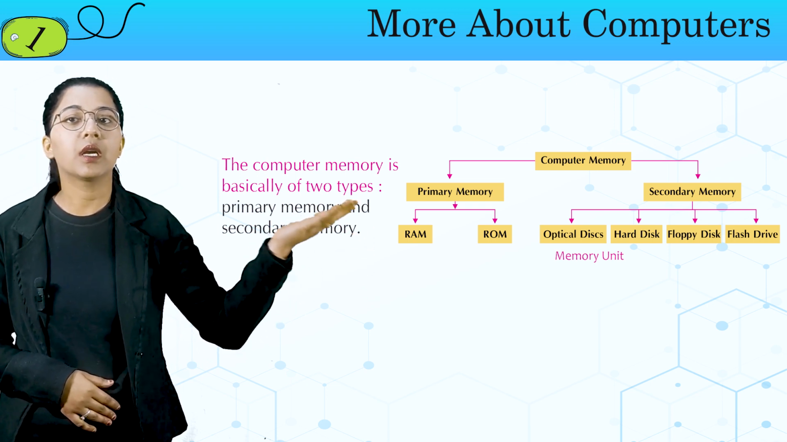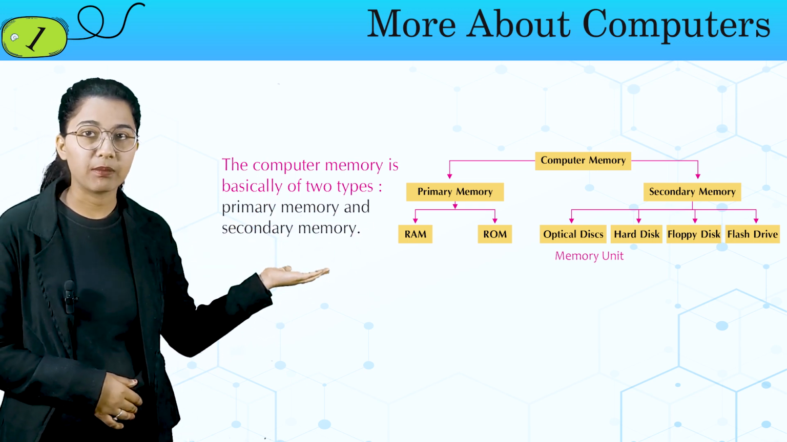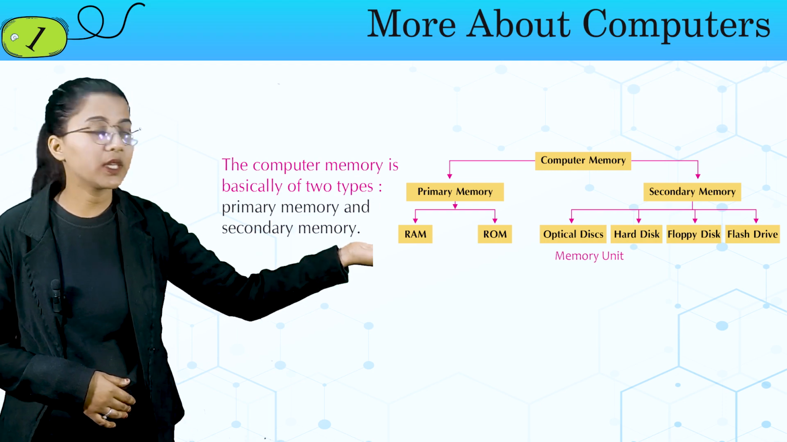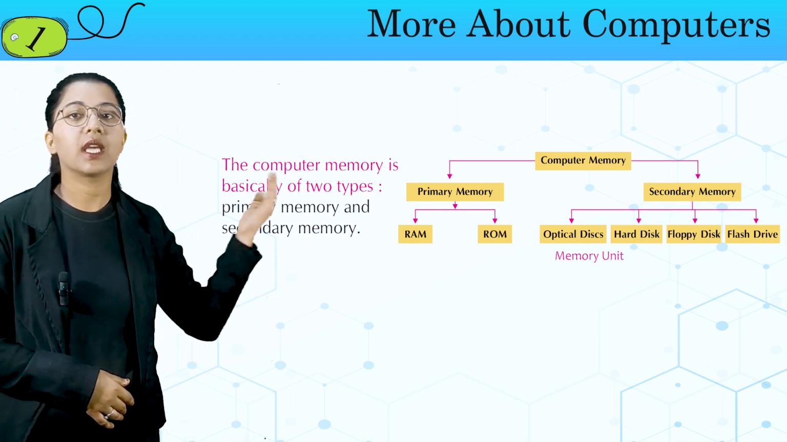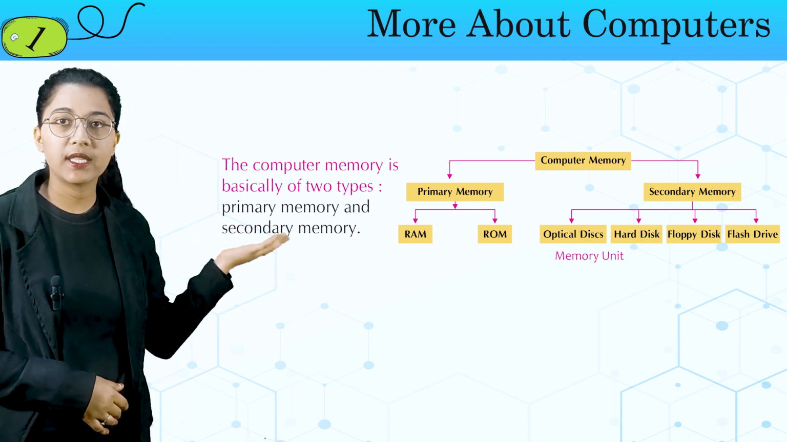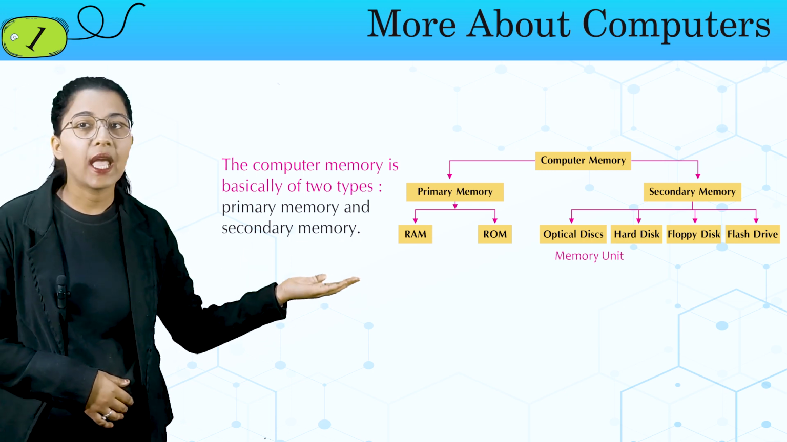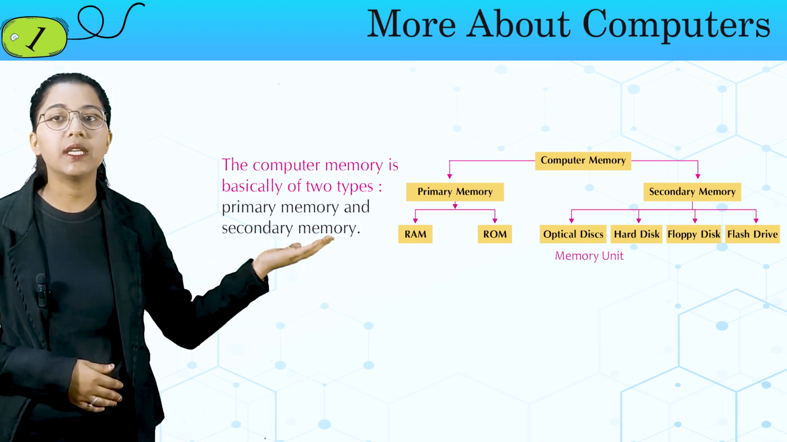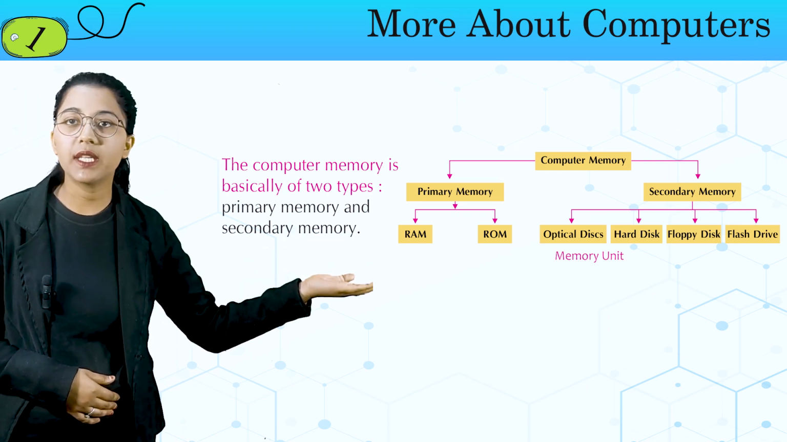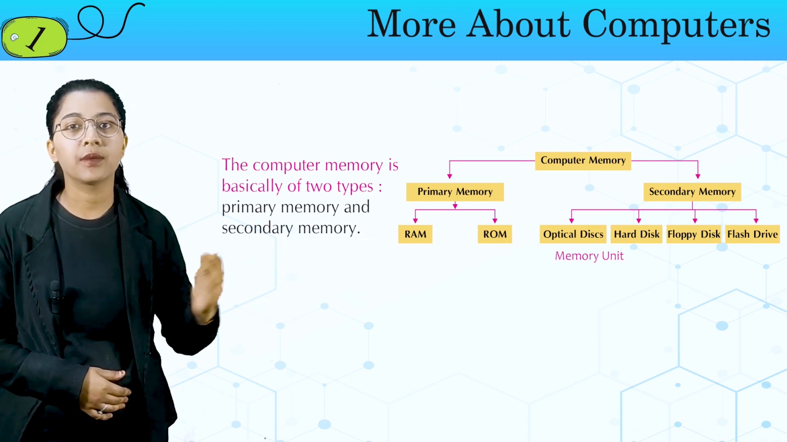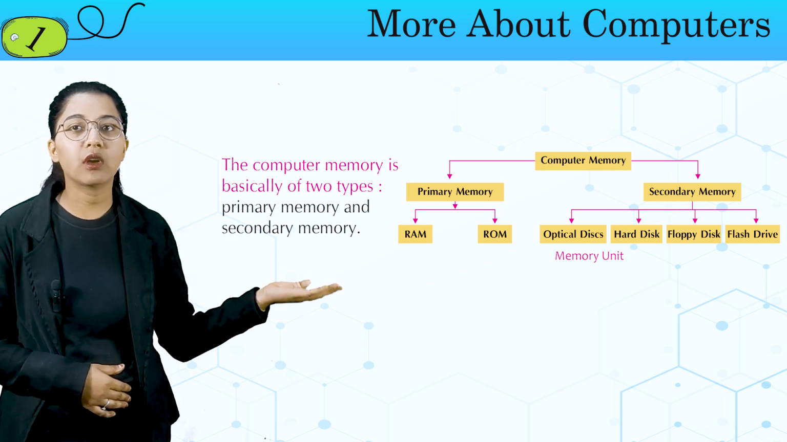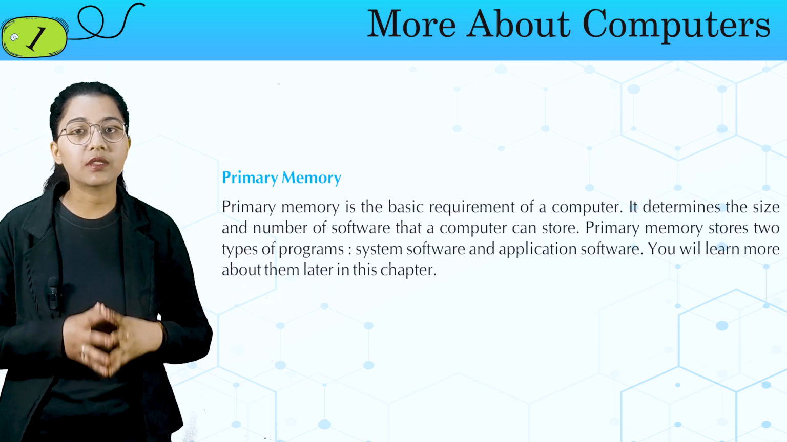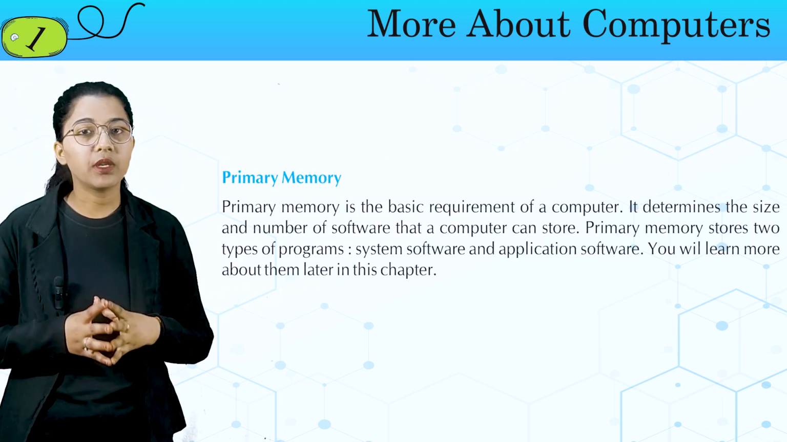Firstly, we have computer memory, then primary memory, and on the other side you can see the secondary memory. In the primary memory we have two parts, that is RAM and ROM, and in secondary memory we have four parts, that is optical disk, hard disk, floppy disk and flash drive. So this is a flow chart of a memory unit. Now let's read the parts of a computer memory.